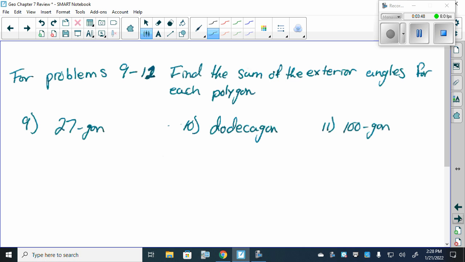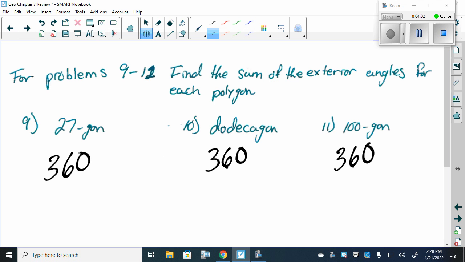Nine through 11 is find the sum of the exterior angles for each polygon. Well, the sum of the exterior angles is 360. No matter the number of sides, it is always going to be 360. So it really doesn't matter if I know what the number of sides are. The sum of the exterior angles is always 360.